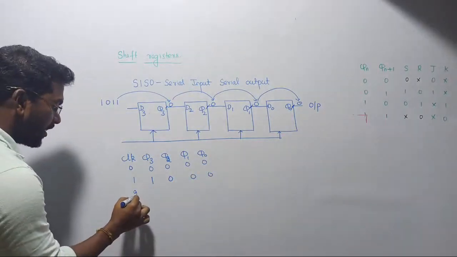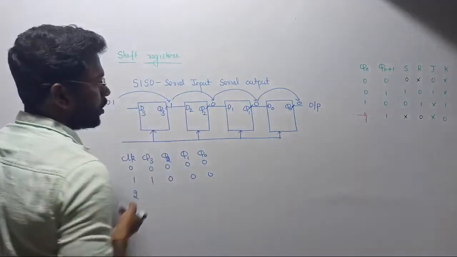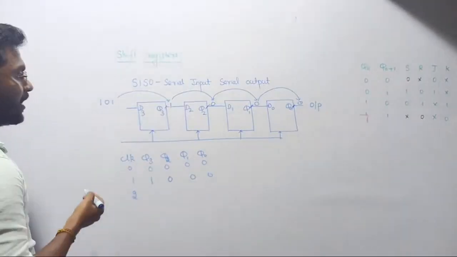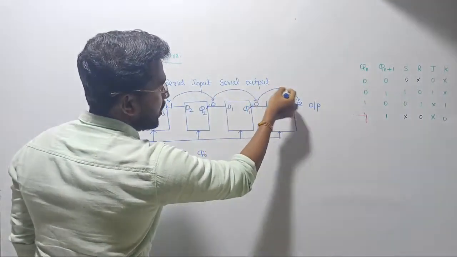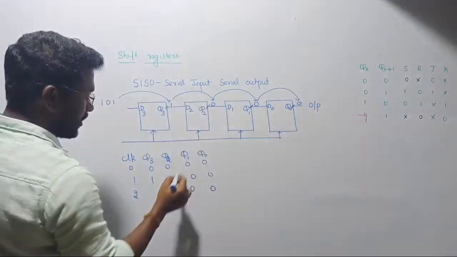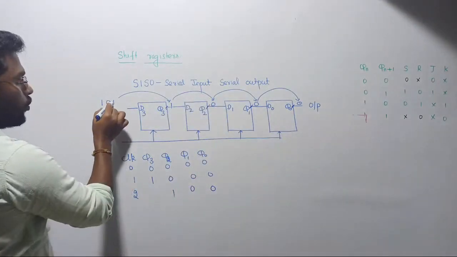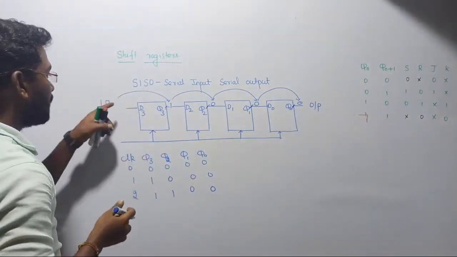Now let me give the second clock. One bit already entered, such that this will become 1 now. When we give the second clock, this 1 will be transmitted here, this 0 will be transmitted here, and that 0 will be transmitted, so these two will become 0. This 1 will be transmitted to Q2, and one more 1 will enter into the circuit, such that it will become 1100. Now see there, again we have 10.